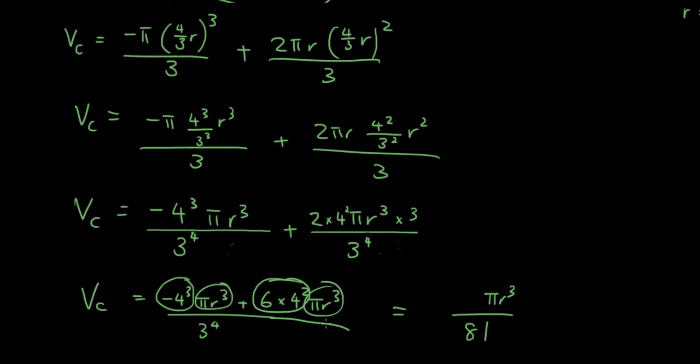Oh, this is a long tutorial. And the answer is 32. So the answer is 32 pi r cubed over 81.